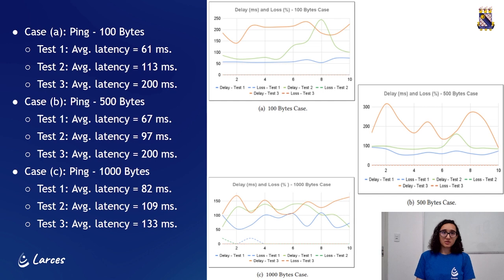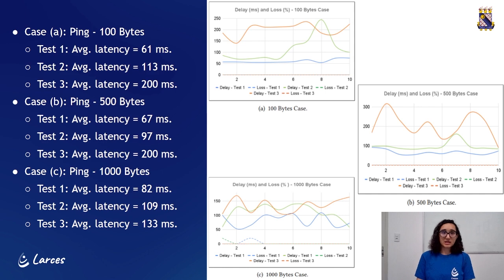In case A, with packets of 100 bytes, we obtain a latency of 61 milliseconds in test 1, 113 milliseconds in test 2, and 200 milliseconds in test 3, with no data loss in any of these tests. For case B, with the ping of 500 bytes, we obtain a latency of 67 milliseconds in the first test, 97 milliseconds in the second test, and 200 milliseconds in the third test, again with no data loss in any of the tests.